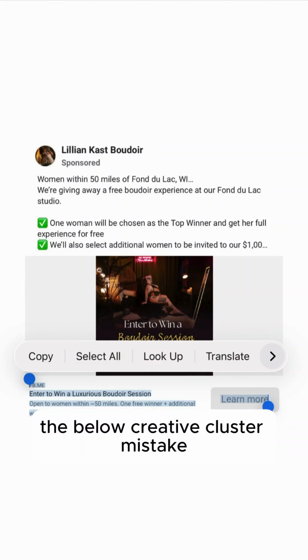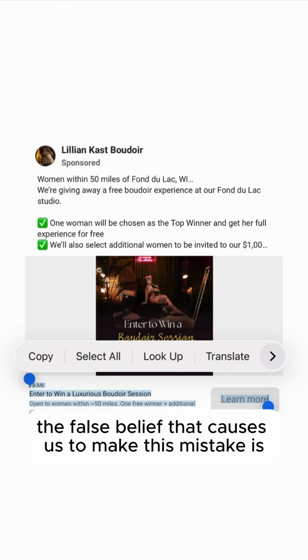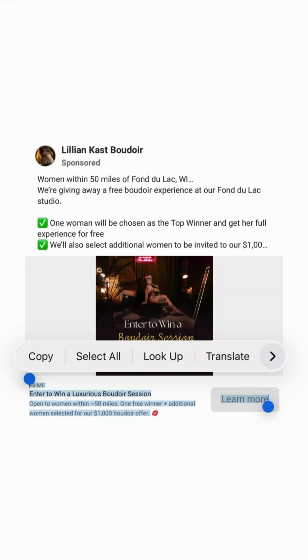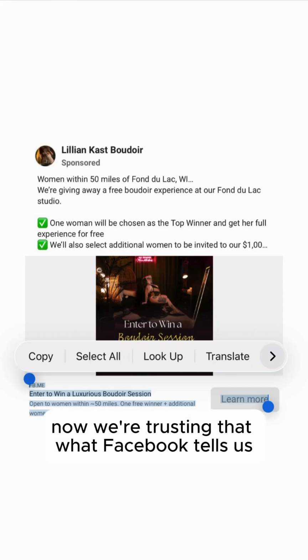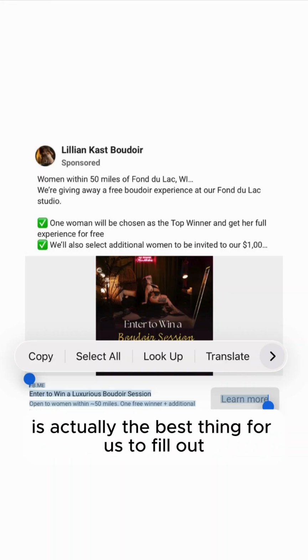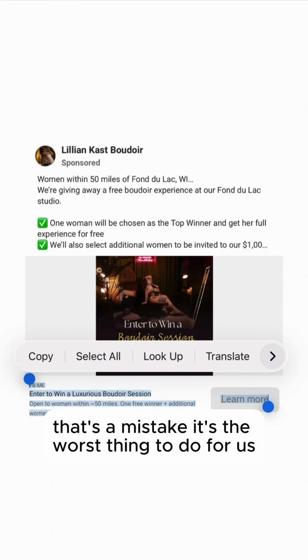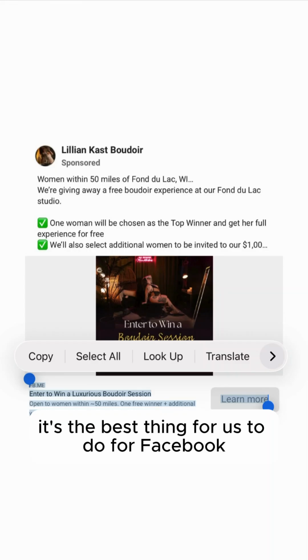The below creative cluster mistake. The false belief that causes us to make this mistake is that we're trusting that what Facebook tells us we should fill out when setting up our ad is actually the best thing for us to fill out. But no, that's a mistake. It's the worst thing to do for us. It's the best thing for us to do for Facebook.